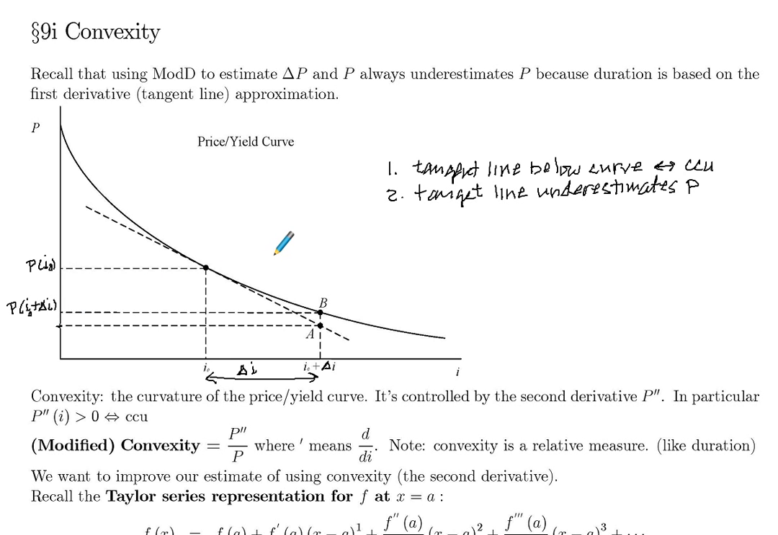So we want to correct for that, and we're going to use what actuaries call convexity. What we call concavity in calculus is actually what actuaries call convexity. So when they talk about convexity, they're referring to the curvature of the price yield curve. And just like in calculus, this curvature is controlled by the second derivative of the price, P double prime. In particular, when P double prime at I, where our independent variable is I, is greater than 0, then our curve is concave up at that point.